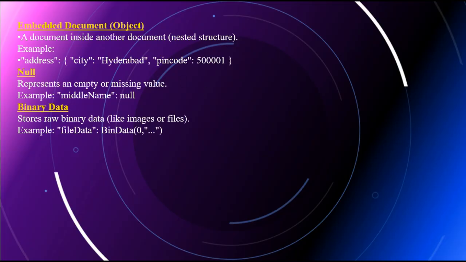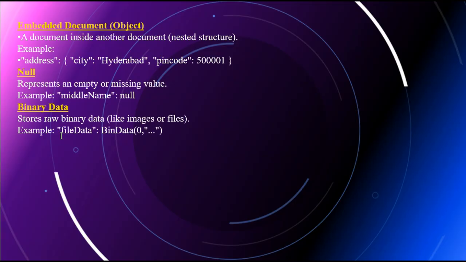One more is null values. Null represents an empty or missing value. It means no data is available, which is different from 0 or blank. For example, middle name is null. We can represent it easily, and it is used when the value is unknown.